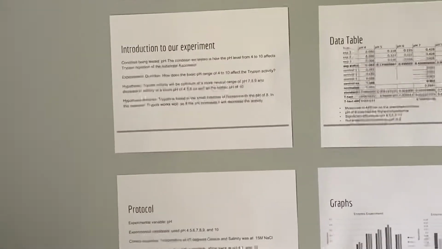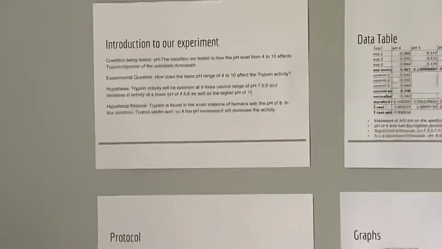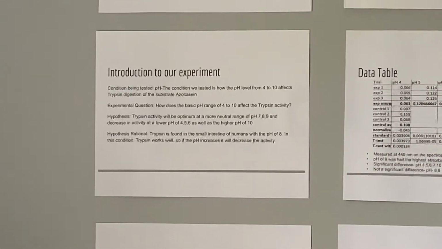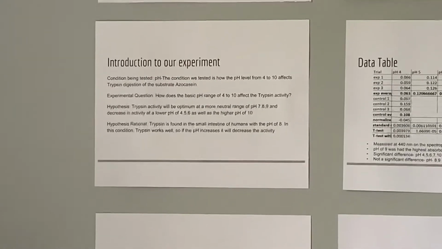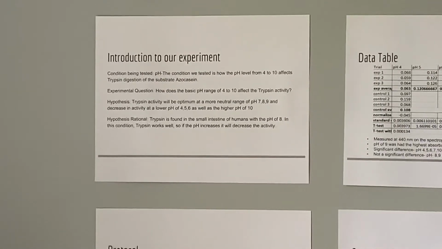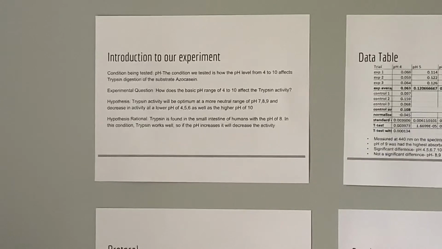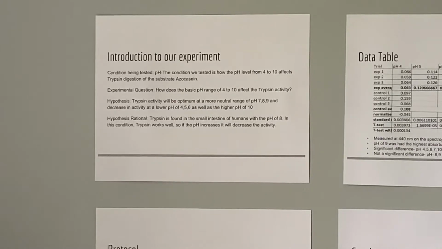The condition that we are testing is pH, specifically how the pH level from 4 to 10 affects the trypsin digestion of the substrate azocasein. Our experimental question was, how does that basic pH range from 4 to 10 affect the trypsin activity? Our hypothesis was that trypsin activity will be optimum at a more neutral pH range of 7, 8, and 9, and decrease at a lower pH of 4, 5, and 6, as well as a higher pH of 10.